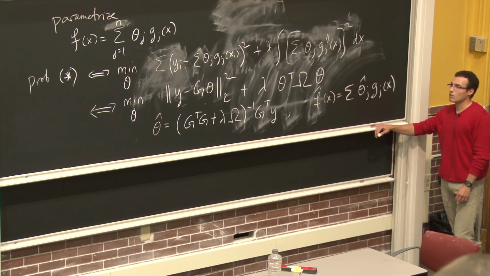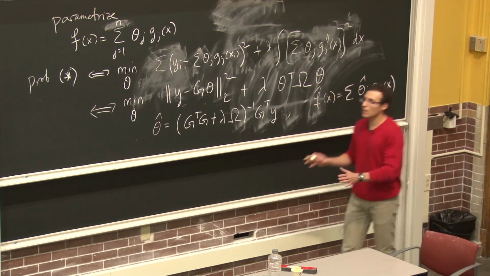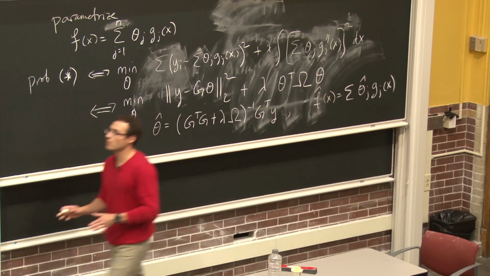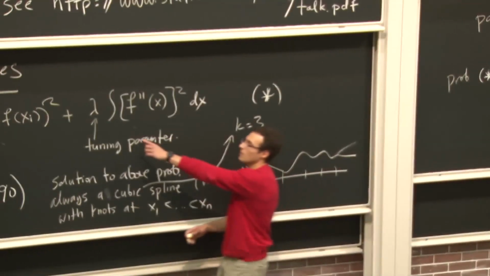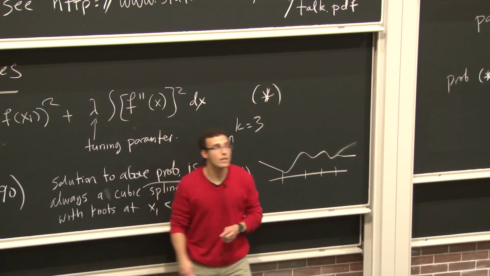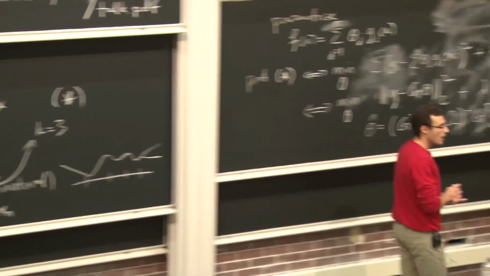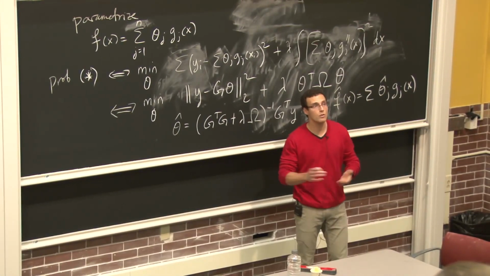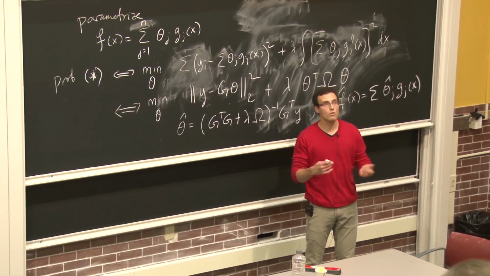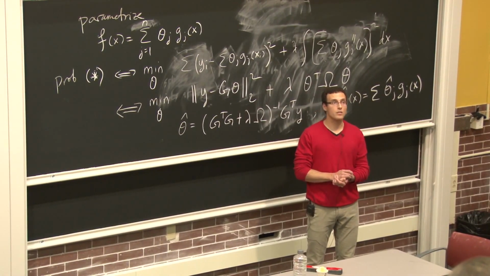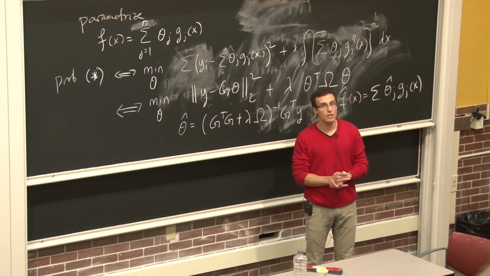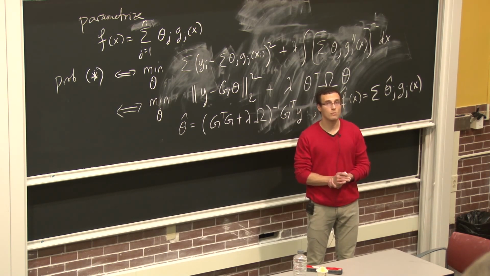And the reason why we like them is because we don't have to choose knots. All we have to do is choose a single parameter. This parameter is called lambda, and it controls how smooth we want the function to be. If I make lambda larger, the function is overall smoother. If I make lambda smaller, the function is overall more wiggly. It's much easier to choose that, say by cross-validation, than it is to choose knots. There's many more things to choose.